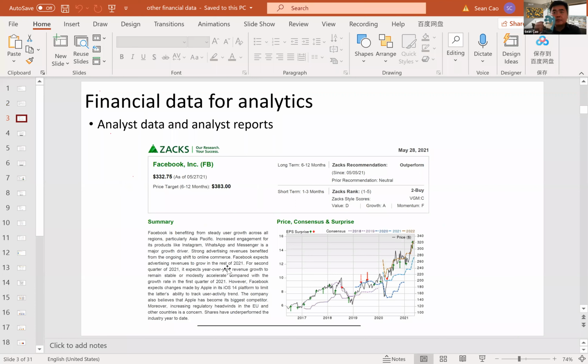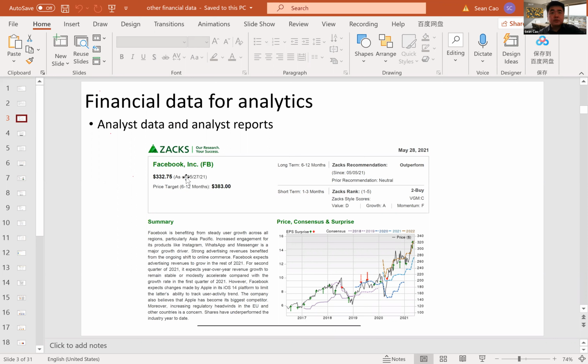This is an analyst report. What you see here is Zacks. You may not know Zacks. Zacks is a broker firm, a very, very big brokerage firm in the United States. It's a huge broker firm. So they follow Facebook.